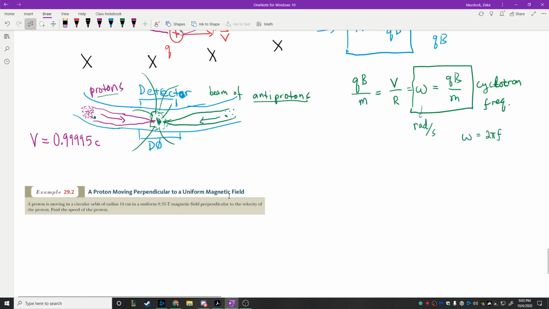All right, so a proton moving perpendicular to a uniform magnetic field. A proton is moving in a circular orbit of radius 14 centimeters, so we know the radius, in a uniform field, B is 0.35 Tesla, with B perpendicular to the velocity of the proton. Find the speed of the proton. Okay. What we know here is that it's a proton. I don't know how well you guys can read this.